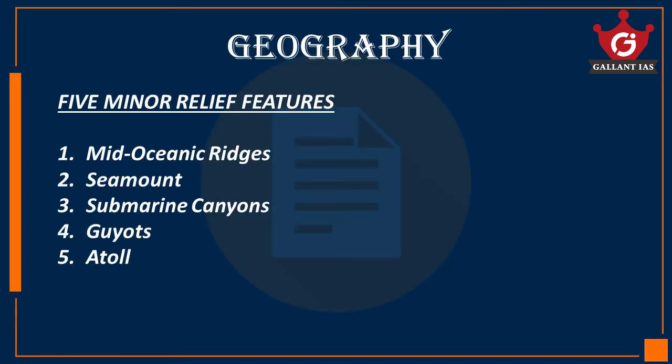So mainly 5 minor relief features are there. The first one is the mid-oceanic ridges, then the seamount. The third one is the submarine canyons, the fourth one is geodes, and the last one is atolls. This order is not important, but you should have some basic idea regarding these features. So let's discuss one by one.